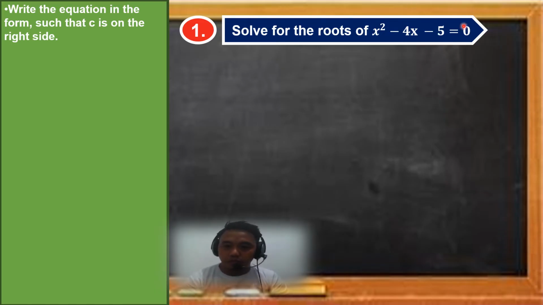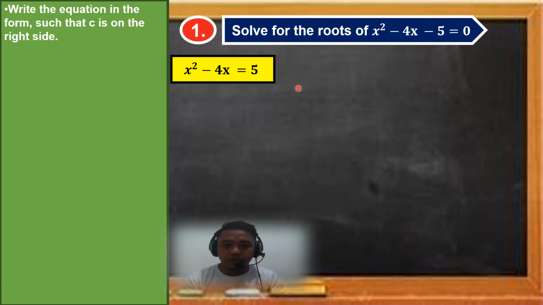So, by adding positive 5 on both sides of the equation, magiging x squared minus 4x equals 5. Etong negative 5, nilipat natin, galing dito sa kaliwa, napunta siya sa kanan. Yun yung shortcut natin, yung transposition. But the proper way is the addition property of equality, by adding 5 to both sides of the equation.